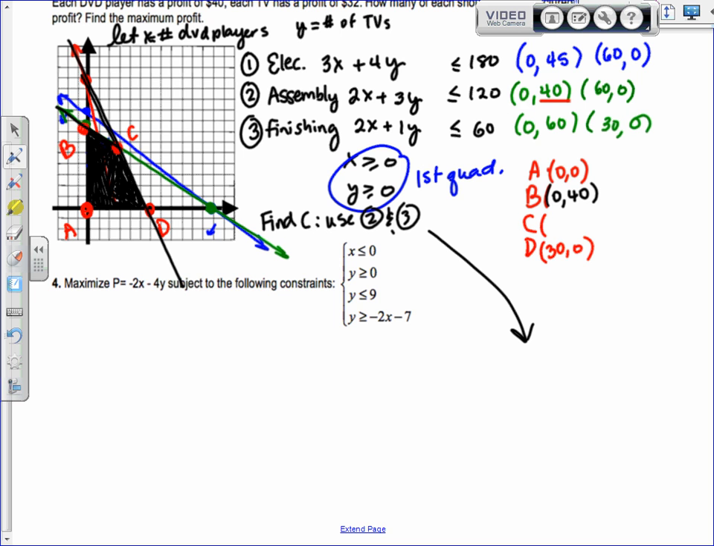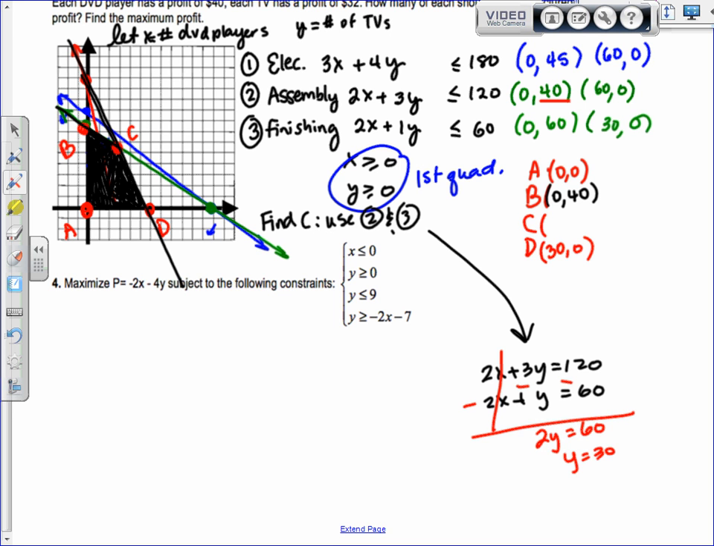All right, so if I'm using lines 2 and 3, I'm going to have 2x plus 3y equals 120 and 2x plus y equals 60. If I multiply everything by a negative and add straight down, the x's go away. I get 2y equals 60, so y is 30. Okay, so I got y as 30. I need to find x. You can plug into either equation, it doesn't matter. If you plug into 2x plus y equals 60, if y is 30, you get 2x equals 30, so x is 15.